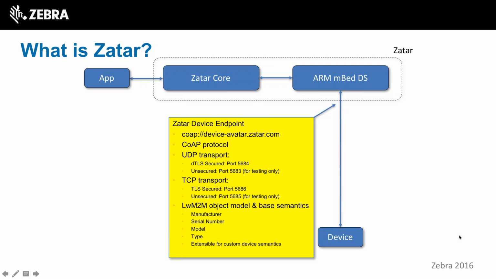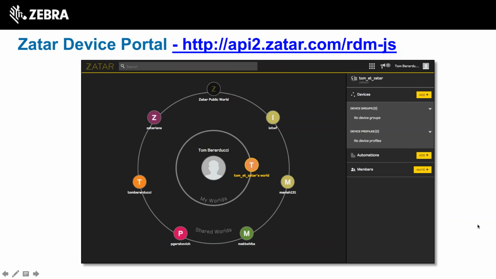Okay, so I got to go back into here. So this is a picture of the device portal, the Zatar device portal, and this is just an app. It sits on top of our REST API like any other app, and we provide it because it is very simple and useful. It shows the worlds you have access to, the devices that you have access to, whether they're yours or shared with you, and the inner circle is your home world. So you can see mine is called Tom at Zatar. And the outer circle are those worlds that are shared with you. And we'll have some more about that later.